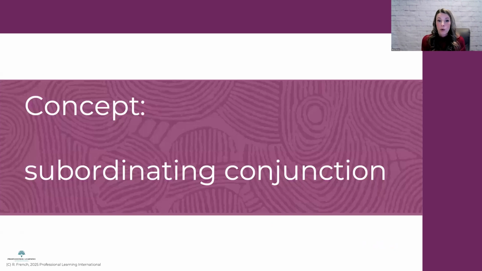So subordinating conjunction. This is a micro concept that I focused on in my classroom this year. I noticed that my juniors were consistently not putting commas in the correct place, especially when they were writing sentences that used a subordinating conjunction. They didn't have a mental model for this.